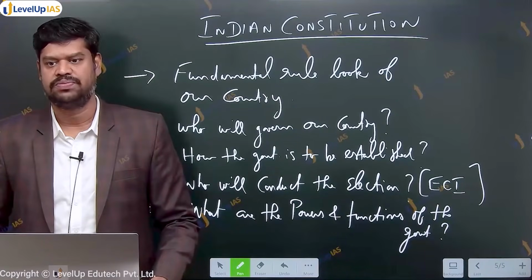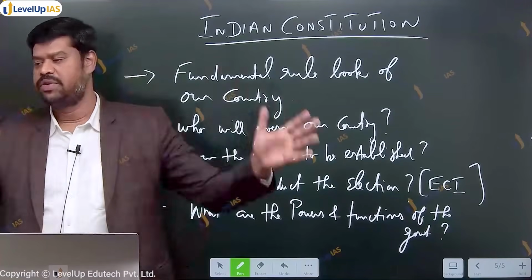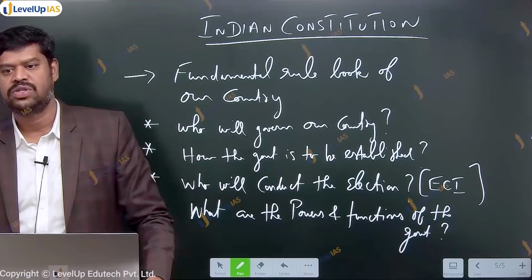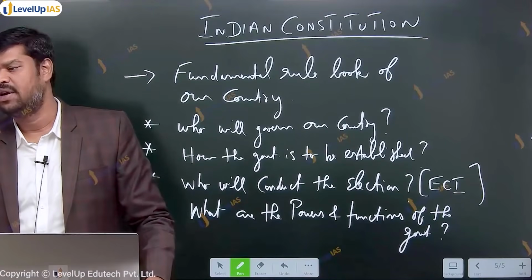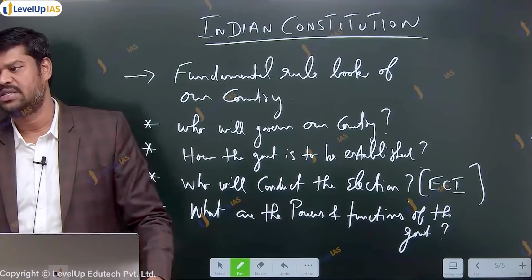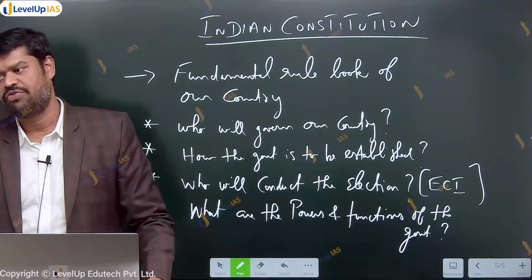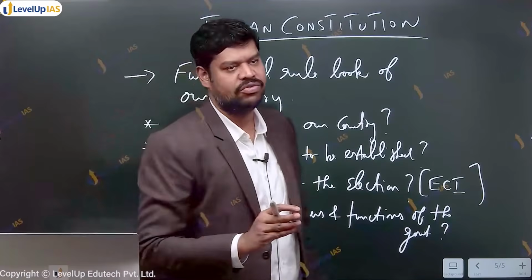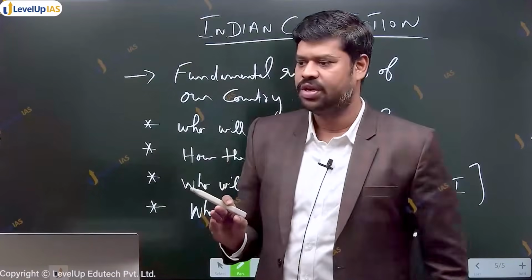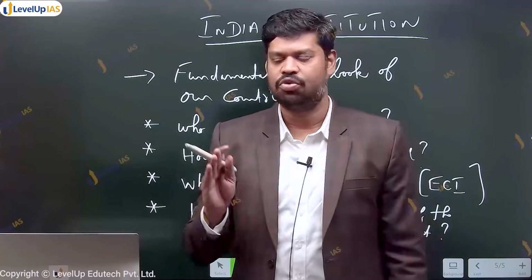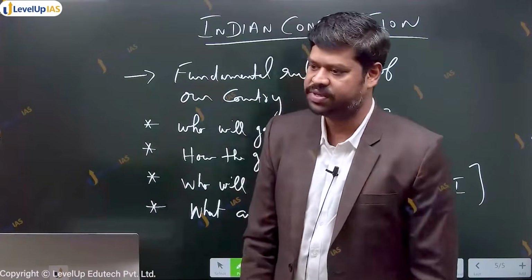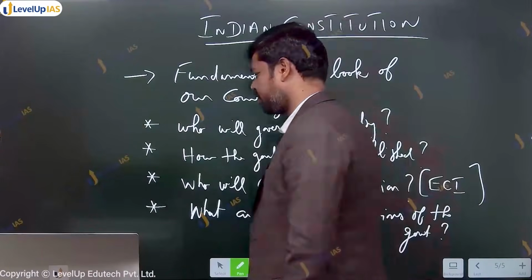That is not possible. So all this information is given in one rule book, and that rule book is basically what is called the fundamental rule book. Is it clear? And that is nothing but the Constitution of India. So to put it in a very simple way, if you have to define what a constitution is: a constitution is a fundamental rule book of our country based on which the country is to be governed. Is that clear? That is basically what is called a constitution.